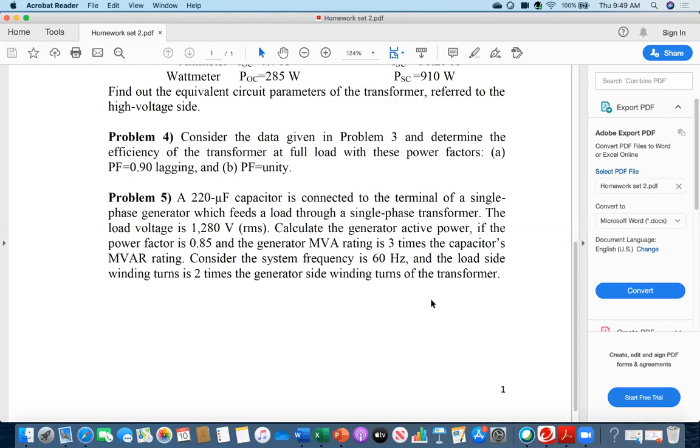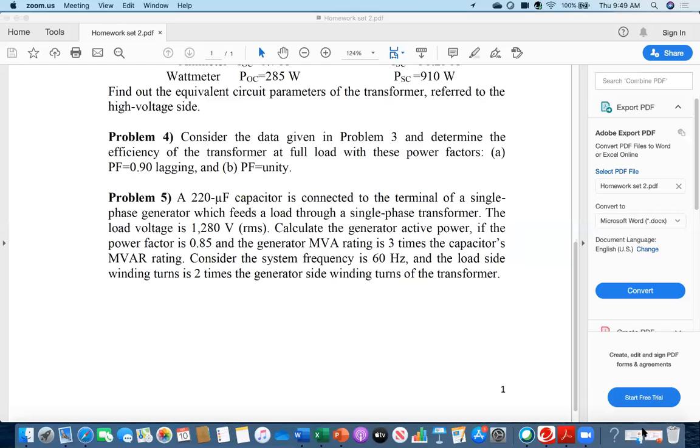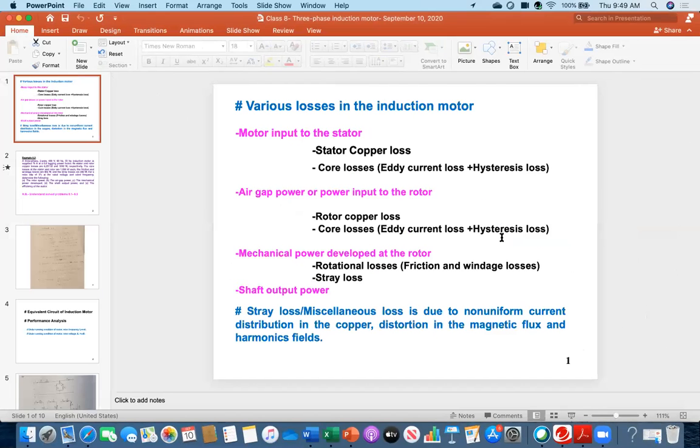Okay, so I am stopping sharing this one. Let me click. Okay. Everybody, now can you see my screen, like various losses in the induction motor? Yep, sure can. Okay.